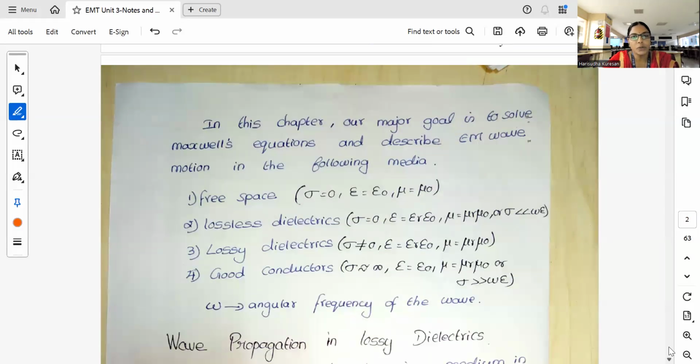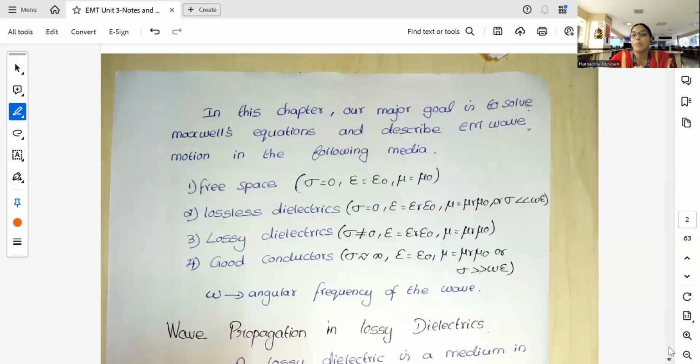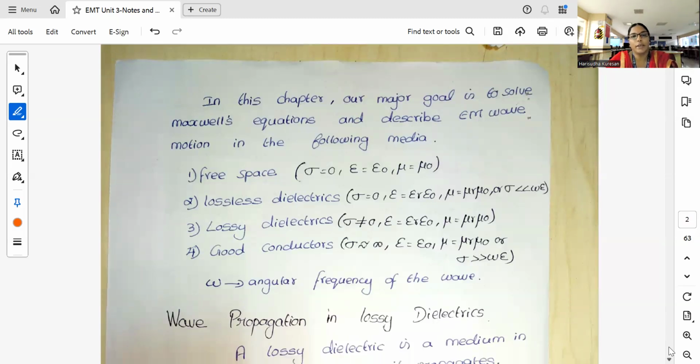So in this session, we'll just see what is the major goal. The major goal is to solve Maxwell's equations. We have studied Maxwell's equations in the first and the second unit when we learned about the electric field intensity and the magnetic field intensity. In those units, we also related them with Maxwell's equations using Gauss's law, Faraday's law, and Ampere's circuit law. So our goal is to solve Maxwell's equations and describe the electromagnetic wave motion in the following media.